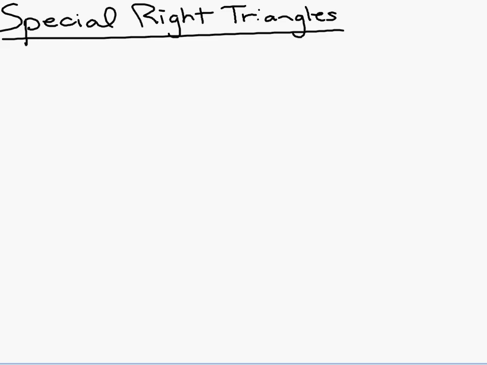Today we're going to cover special right triangles. And when we talk about special right triangles, first we're talking about one that you worked with in geometry, the 30, 60, 90 right triangle. This is going to be very easy, and it's just going to be a quick review, but it is very important in terms of trigonometry, as you're going to find out.